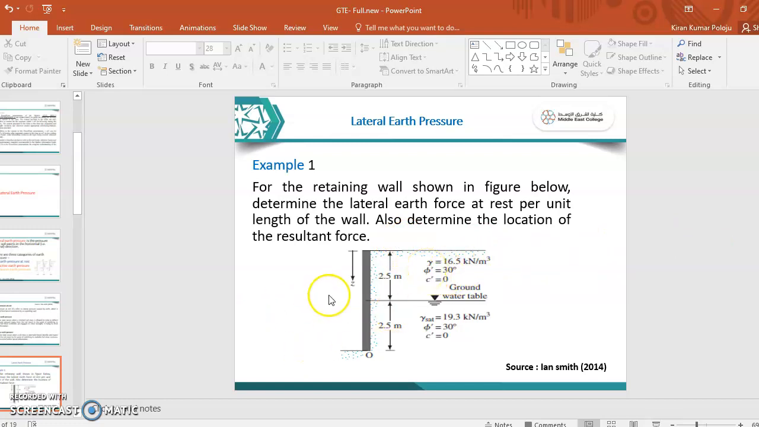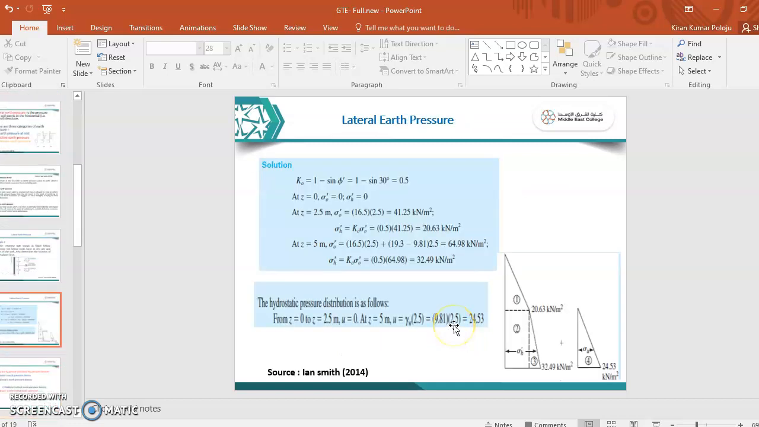It's very simple. There are two layers. The first layer has a depth of 2.5 meters from the ground surface, and below that depth there is a groundwater table, and then 2.5 meters below. The unit weight of the unsaturated soil is 16.5 and the angle is given as 30. The unit weight of saturated soil is given as 19.3, and the angle is 30. So we'll see how we calculate the lateral earth pressure at rest.